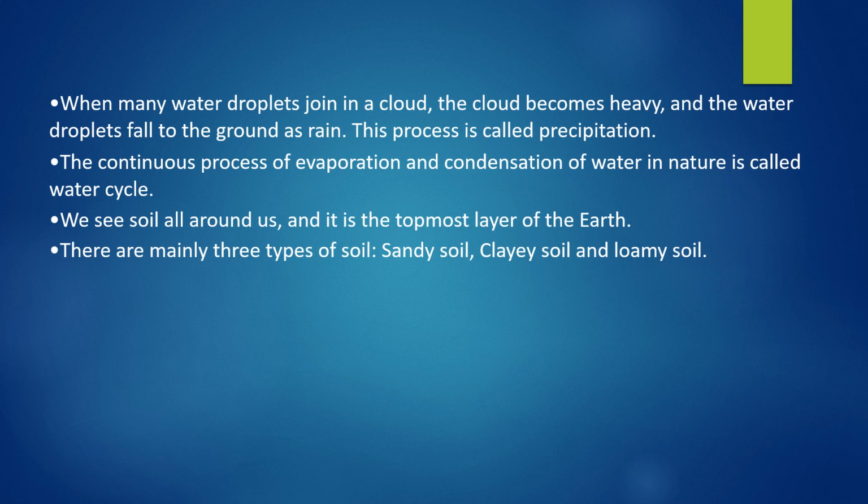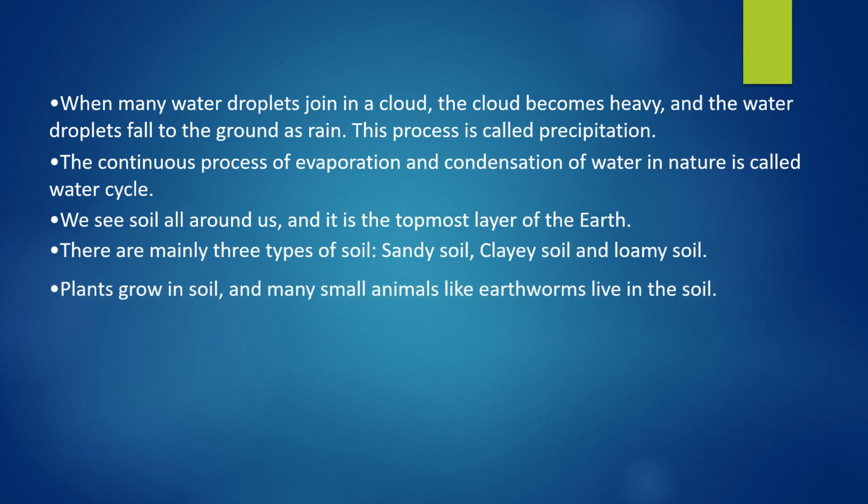There are mainly three types of soil: sandy soil, clay soil, and loamy soil. Sandy soil is mostly found in desert areas or beach areas, clay soil is found near rivers or ponds, and loamy soil is found near our gardens, because in that soil we are able to grow many plants.